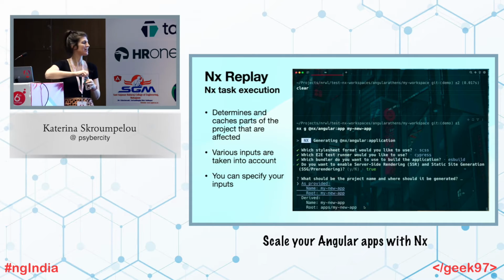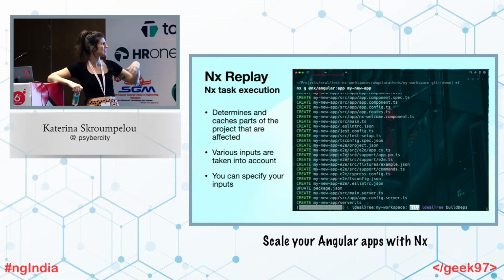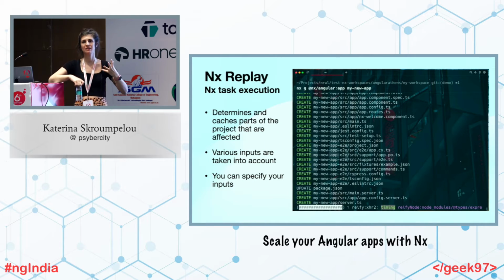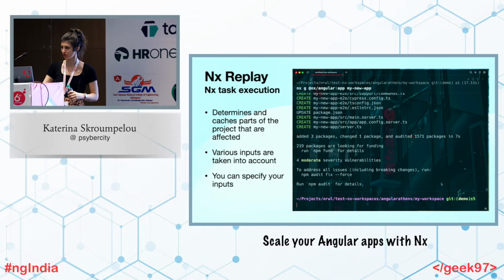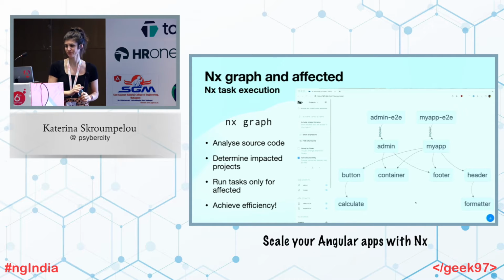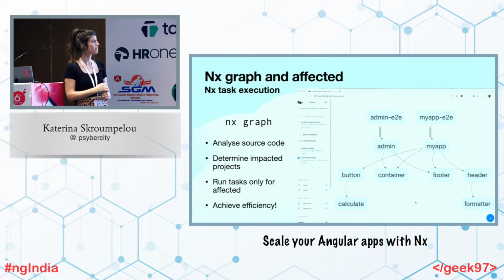In this example, ideally here would be showing you running a build for your app and then rerunning the same build and getting the result instantly. But we're going to see that as we're going along. One other feature of NX tasks is the NX graph and affected.